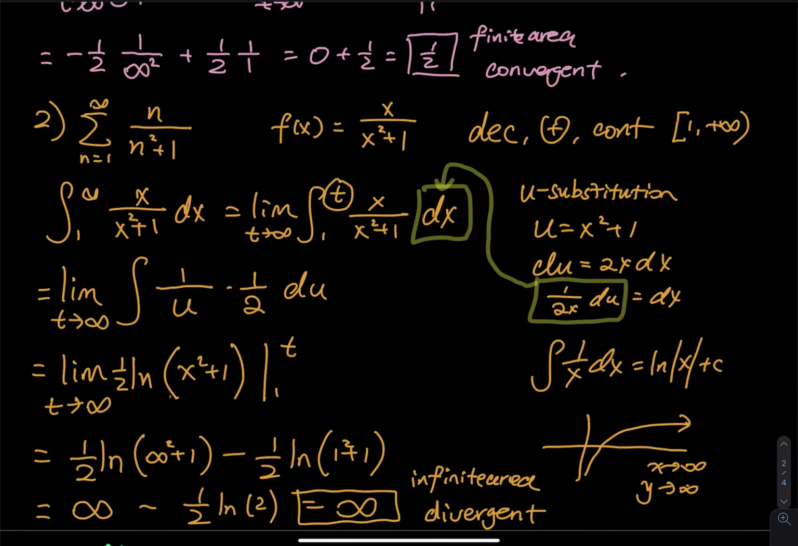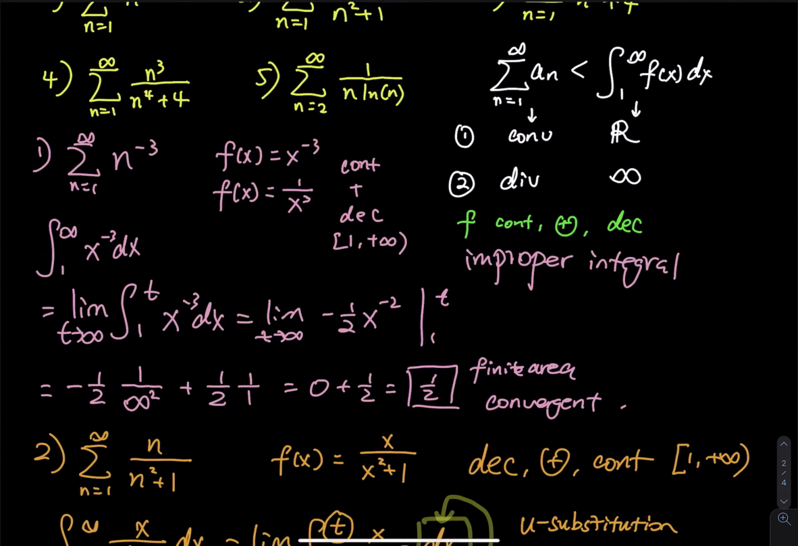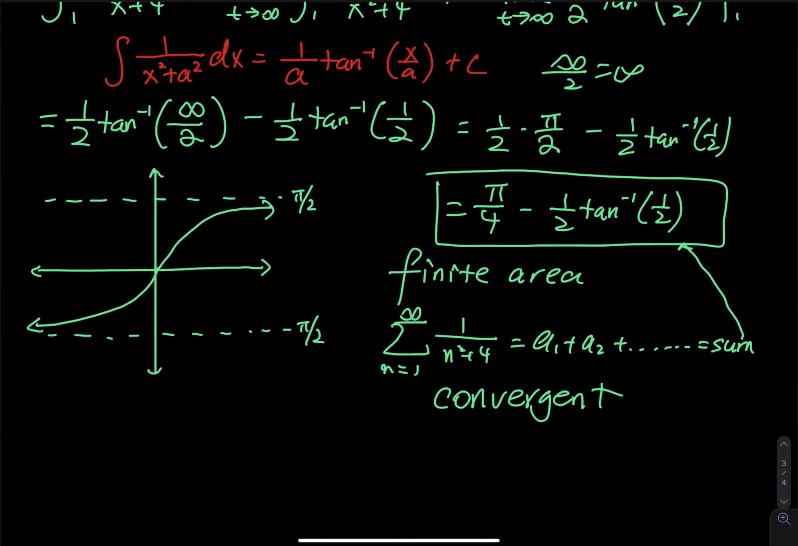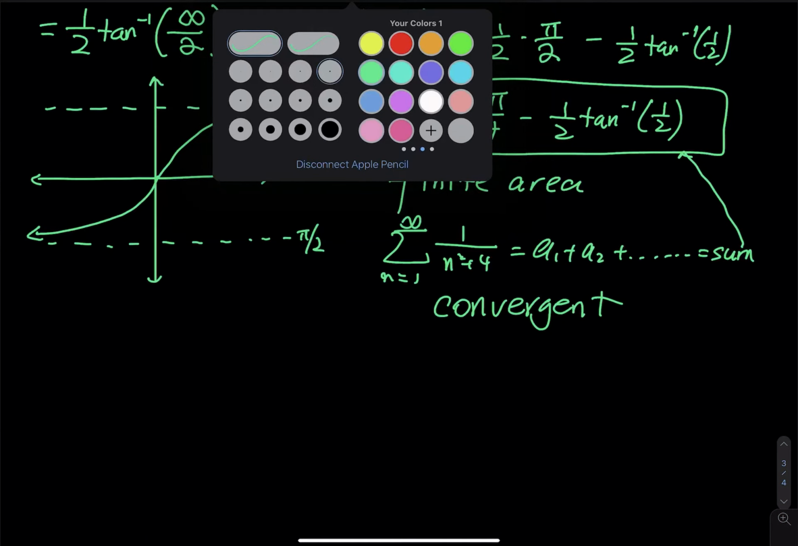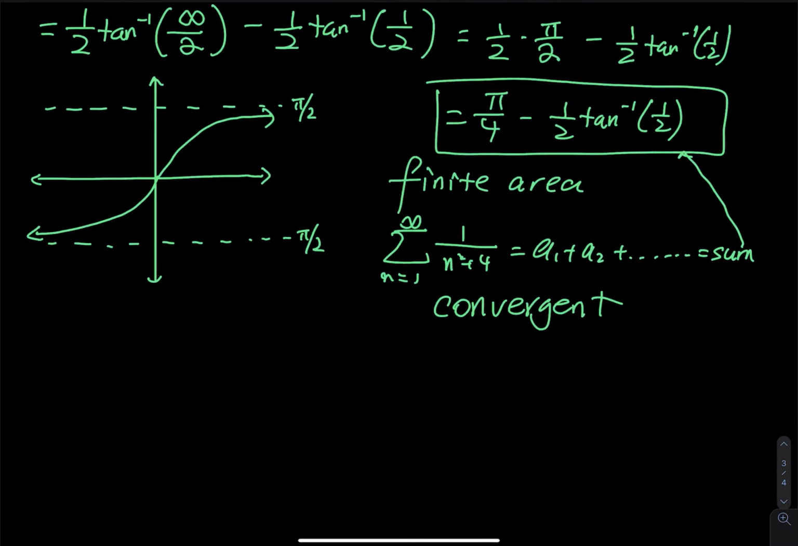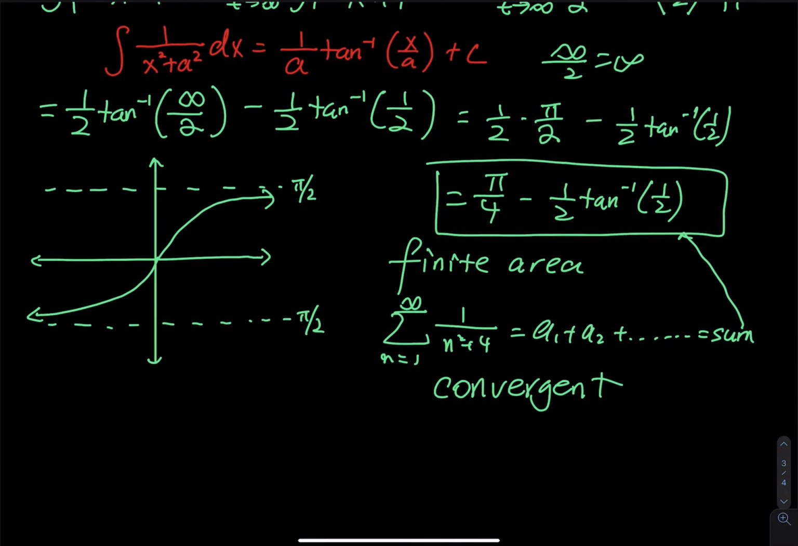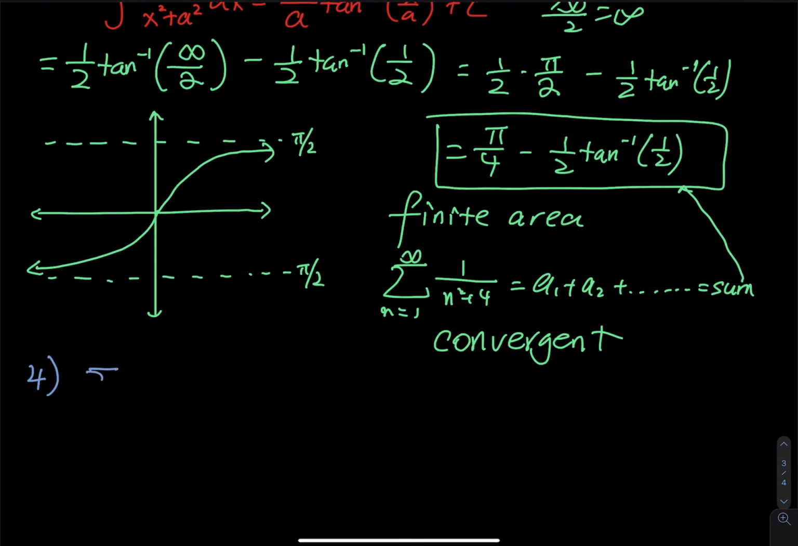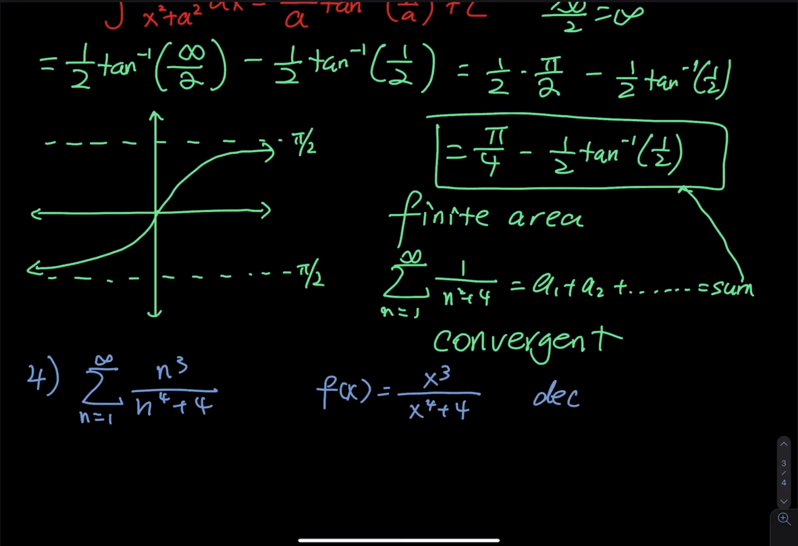The next one, we have n to the third divided by n to the 4 plus 4. Let's use blue. So this is number 4, the sum, n goes from 1 to infinity, of n to the third divided by n to the 4 plus 4. And then my function is f of x equals x to the third divided by x to the 4 plus 4. And then this is a decreasing function because the numerator is always greater than the denominator. And then this is always greater than 0.